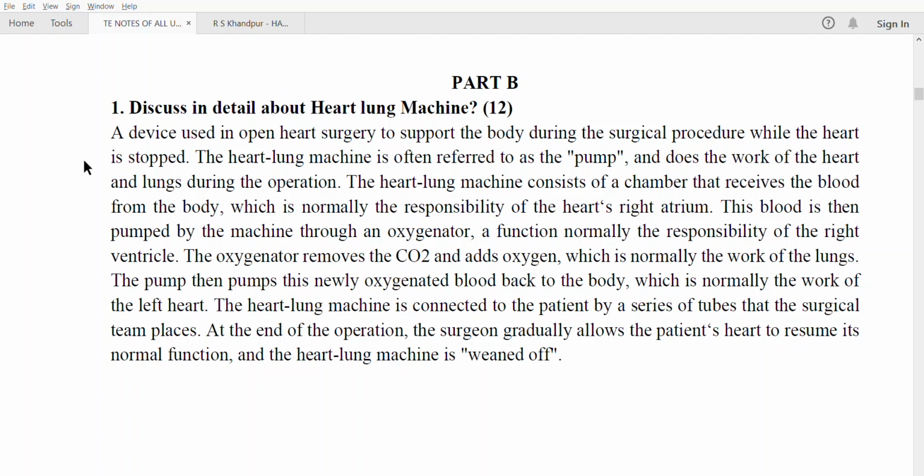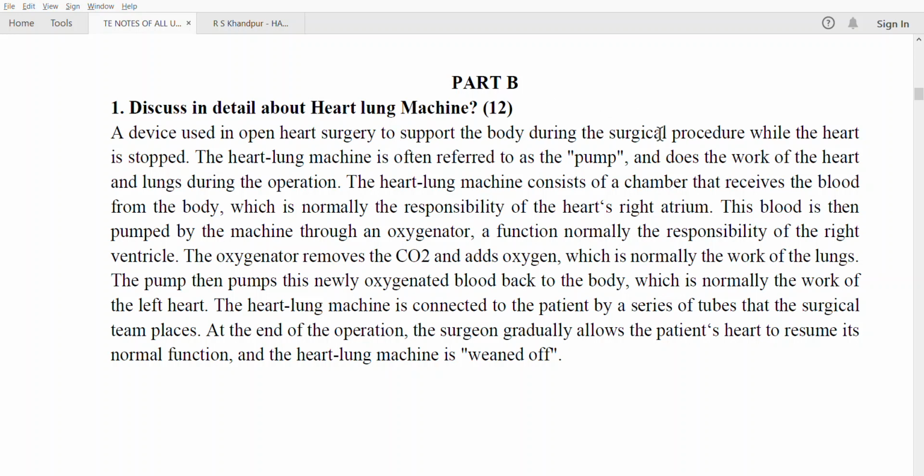I will tell you about the list of details that you should mention when you are writing in the examination for the heart lung machine. So what is a heart lung machine? It's a device used during open heart surgery to support the body during surgical procedures while the heart is stopped.